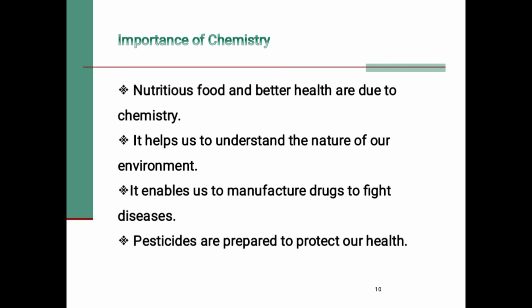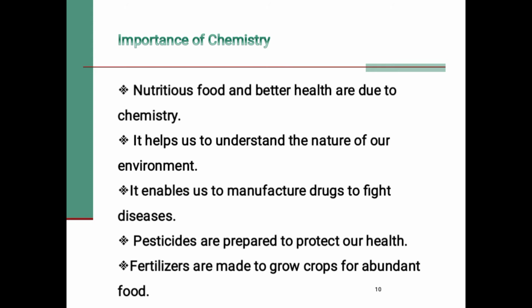Next, pesticides are prepared to protect our health. What are pesticides? Pesticides are chemicals that are used to kill the harmful insects, the pests that are harmful for our health. And these pesticides are again manufactured with the help of chemistry.